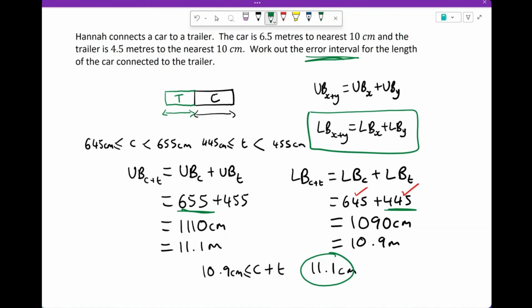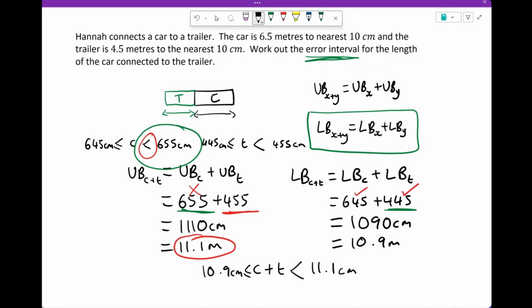Well, that came from over here, and you can see the inequality is not the same as. Therefore, the length of the car cannot be equal to 655. Therefore, 655 is not actually a length of the car, and that means we can't actually be equal to the 11.1. And we don't even have to consider the 455 because we know that we can't actually have the 655. Therefore, we're not going to have a same as inequality in my error interval. Okay, we're just going to have a smaller than pointing to the c plus t.